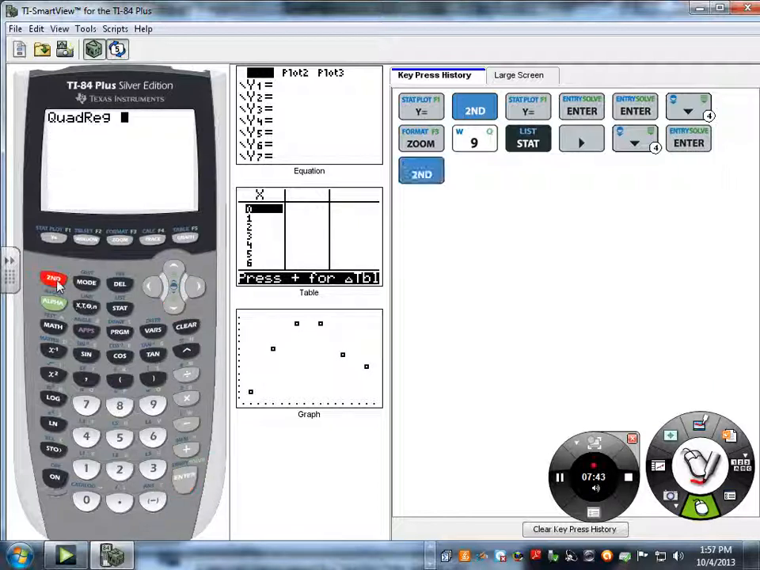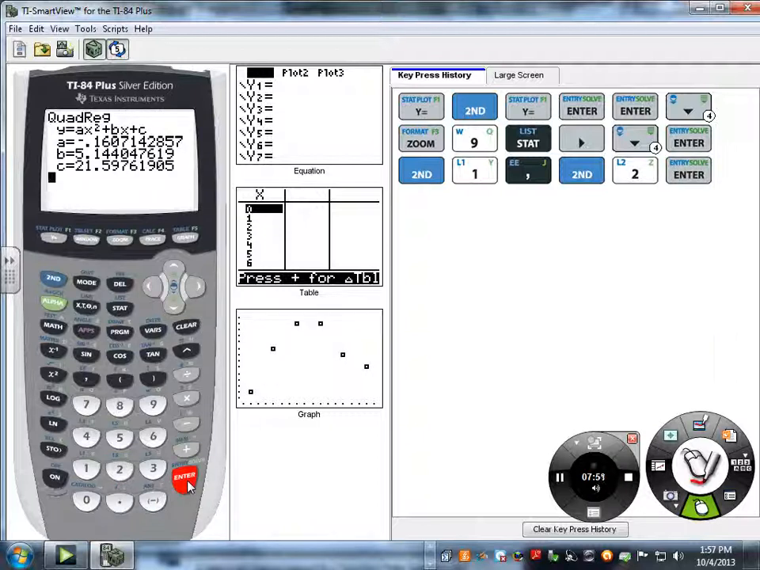So we're going to choose choice 5 that says quad reg, which is a quadratic regression. Then you want to tell it which lists you're using. So in my case, list 1, comma, list 2, and we can press enter. So if you see here, you can see the A, the B, and the C value, and those would be the values of your equation in standard form.